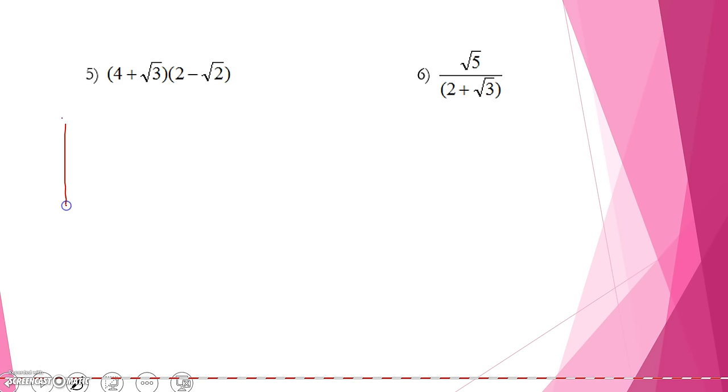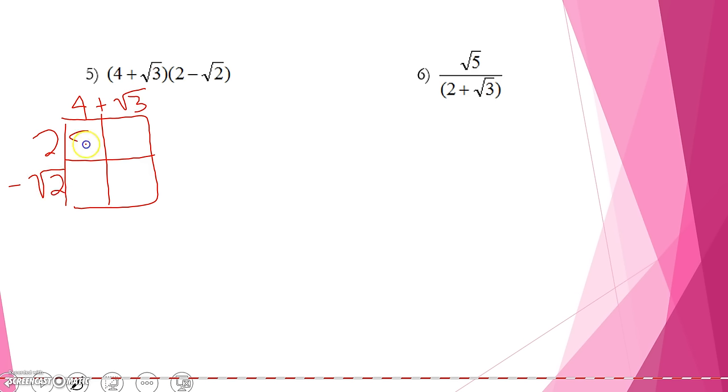I make my box. I put 4 plus radical 3 and 2 minus radical 2. My first box is 8. My second box is 2 radical 3. My third box is negative 4 radical 2. And my last box is negative radical 6.